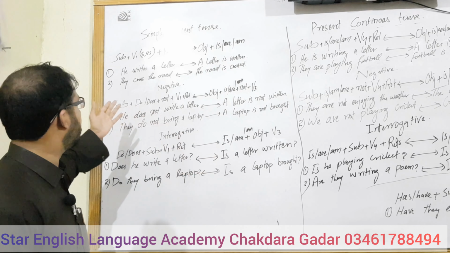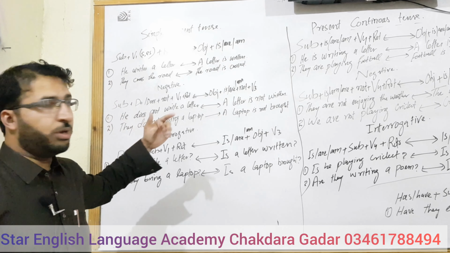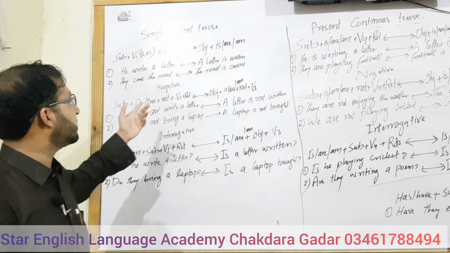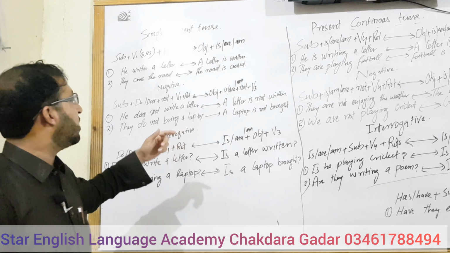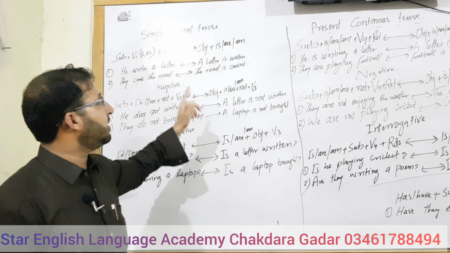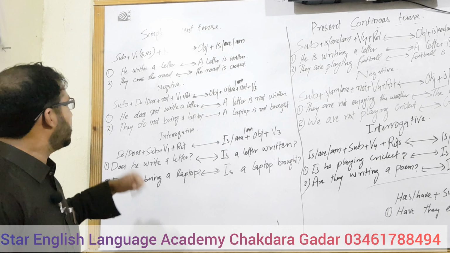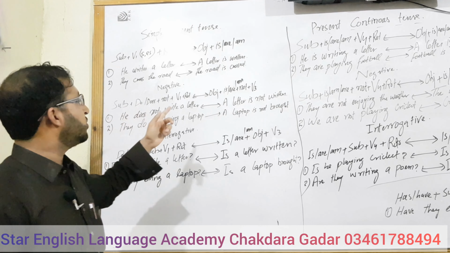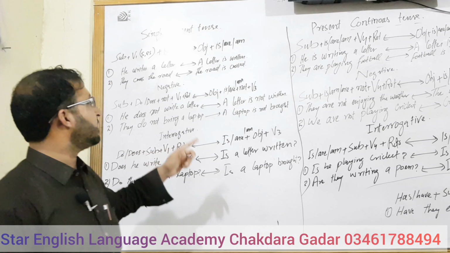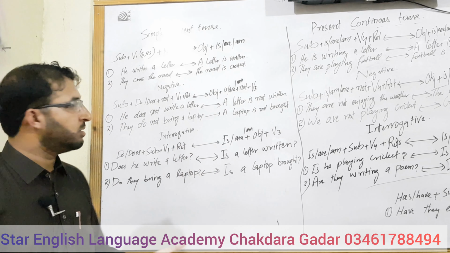As subject is he, we add s to the verb. He writes a letter. So the passive voice of this sentence is a letter is written. Another example is they cross the road. So their passive voice is the road is crossed.